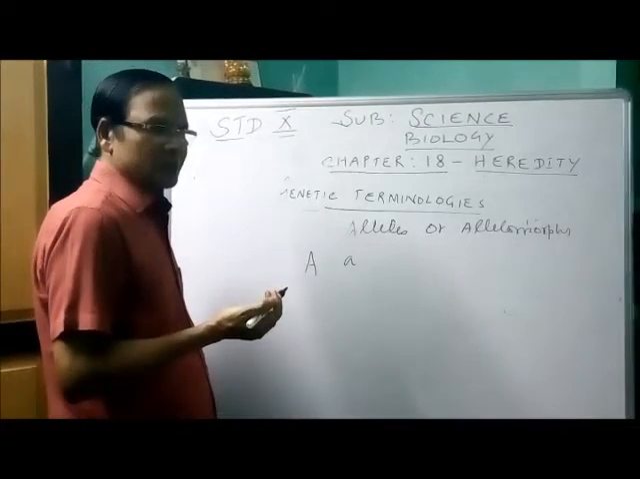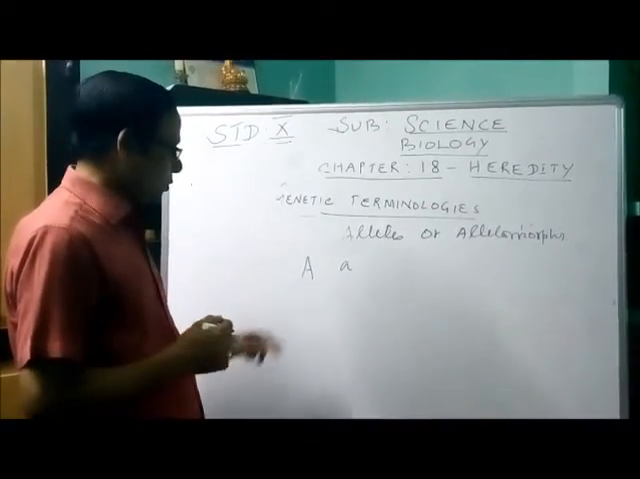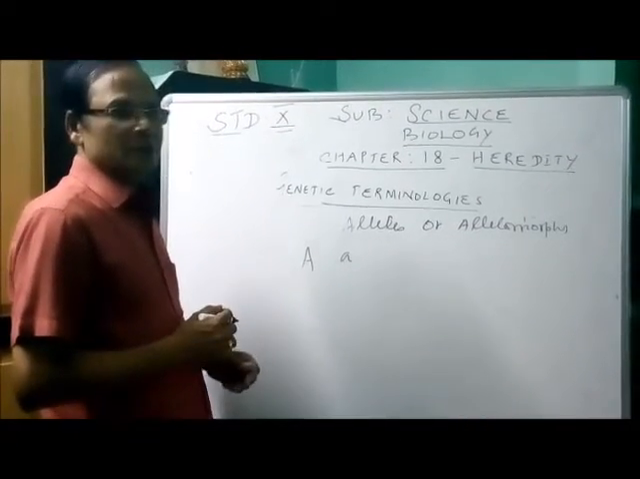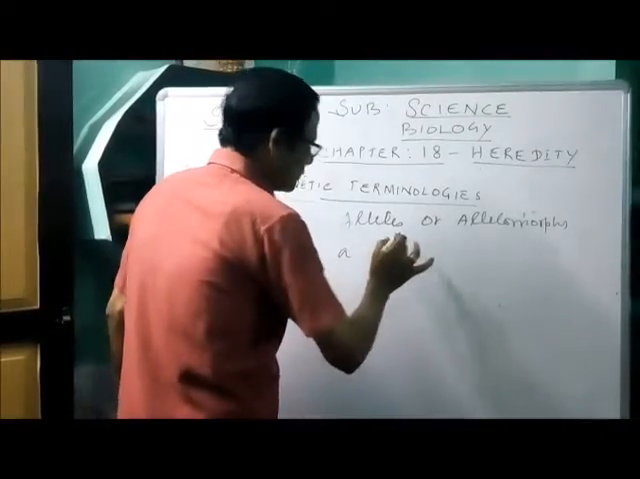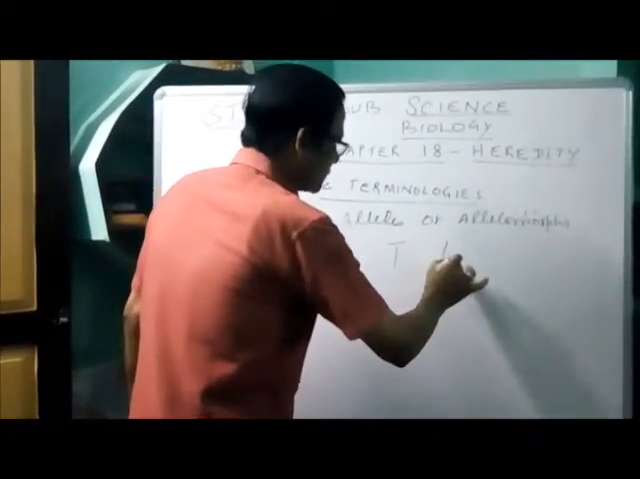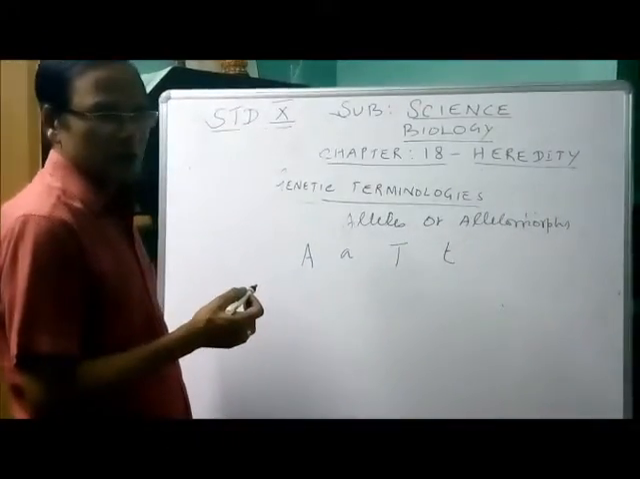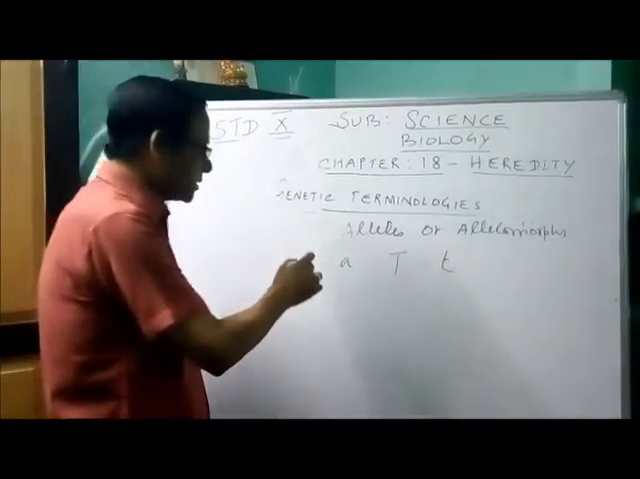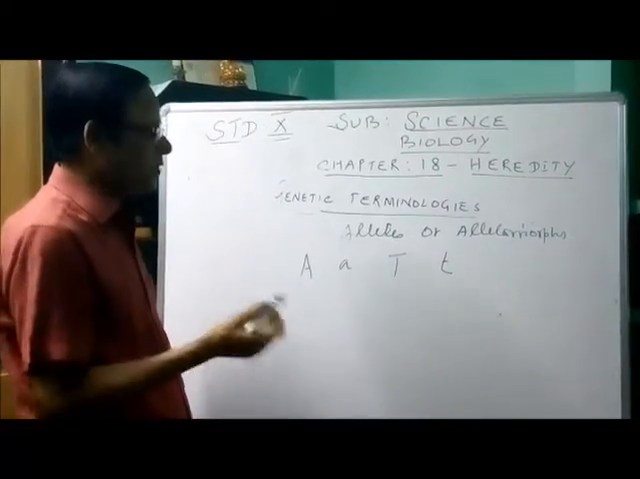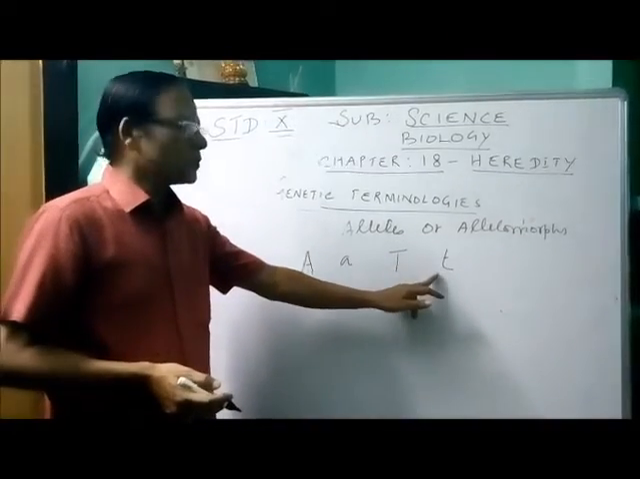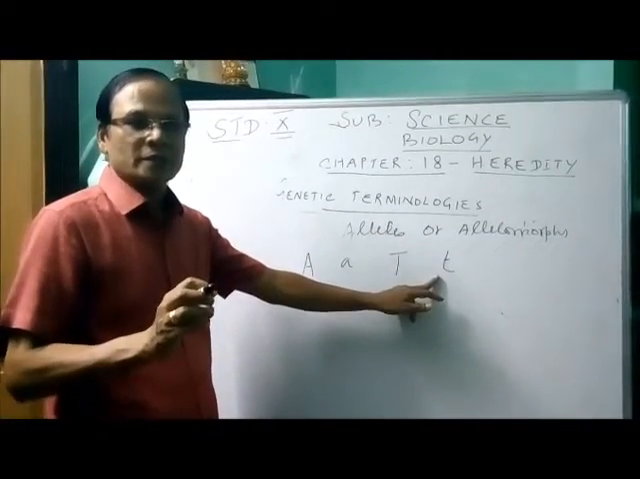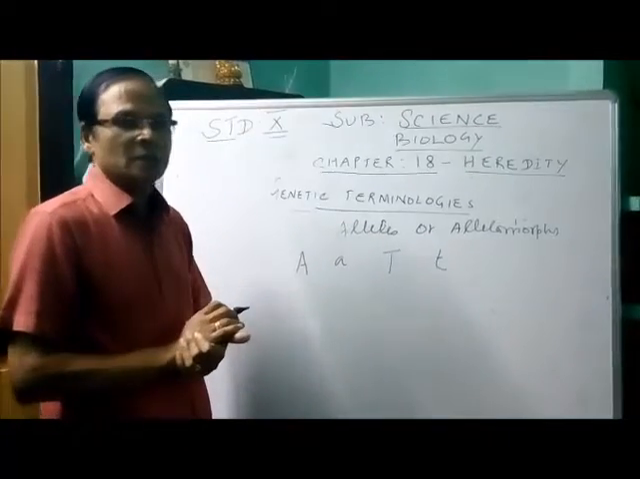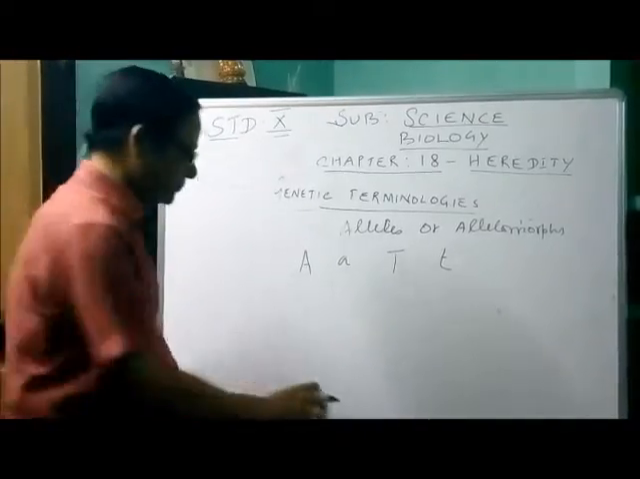Similarly, I can say alternative form of the same gene. Say A gene: the two alternatives of A gene are called alleles. Suppose we are taking for example capital T for the tall character and small t for the dwarf character. These two are alleles. We are just comparing the same gene in alternative form. So alleles are the alternative forms of the same gene affecting the same trait. Here the height is affected by either T or small t genes. These are all alleles or allelomorphs.